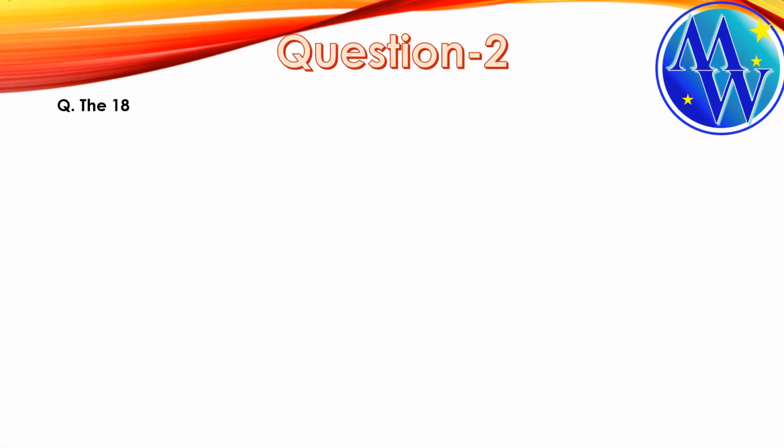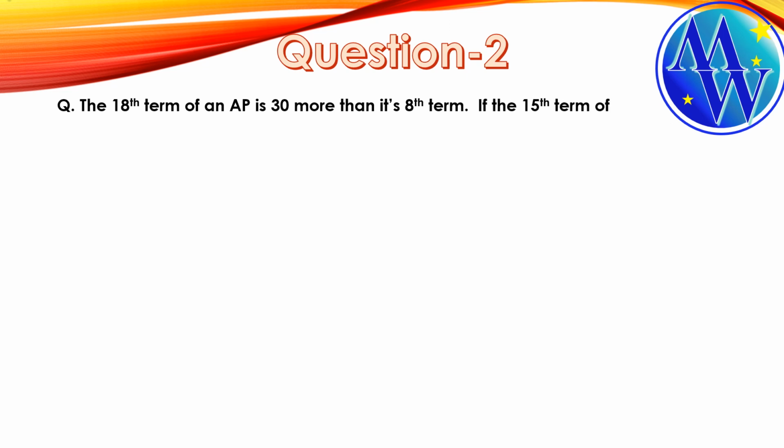Go to another question. Question number 2. The 18th term of an AP is 30 more than its 8th term. If the 15th term of the AP is 48, find the AP. In this question, the 18th term is given by comparing to another term a8, and the 15th term is also given, right?